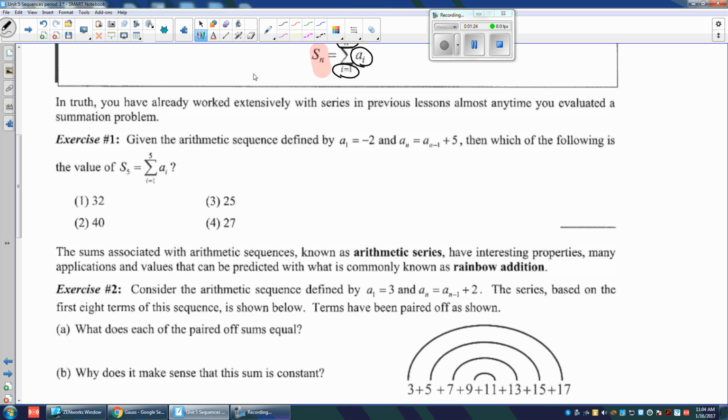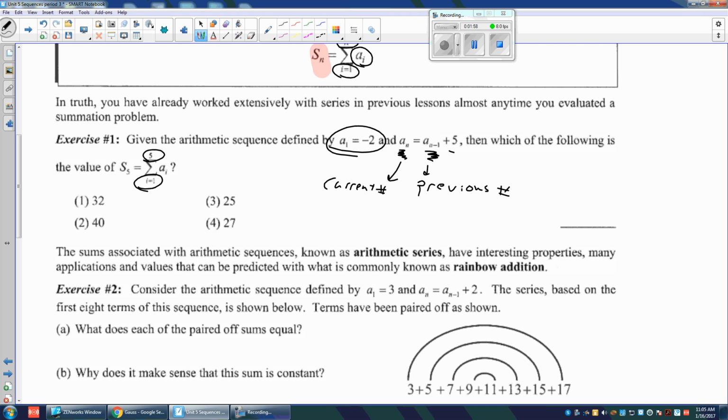So exercise number 1, given the arithmetic sequence defined by the first number is -2, and every number after that is the previous number plus 5. So that's the previous number. This is the current number. A lot of times I also talk about it as my number, and then we just add 5. Then which of the following is the value of the sum from the first number to the fifth number?